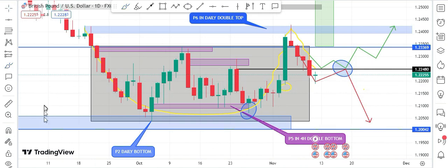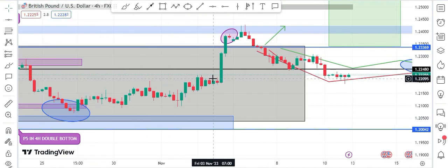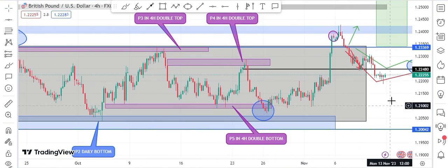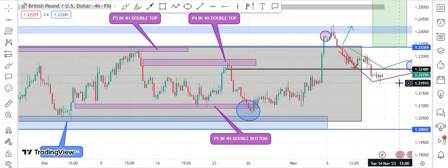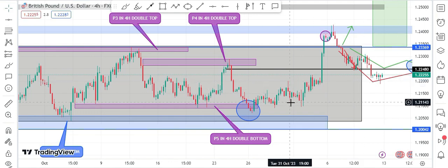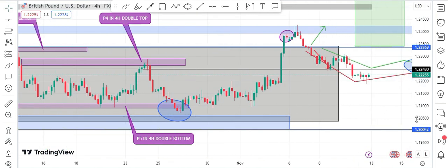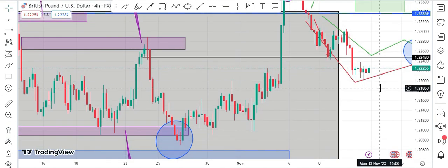Now if we go to the 4 hours time frame, we can see that there is a double bottom here, it has formed. Now the question is, what will happen next week? To be very honest with you guys, the price action and pattern is not giving us higher probability for any trade.